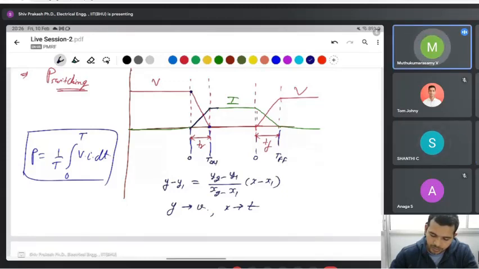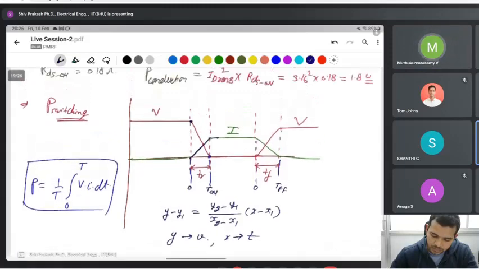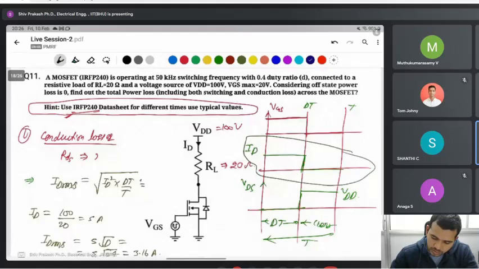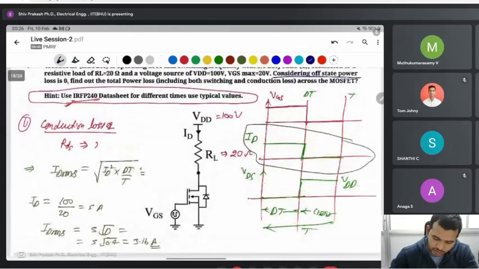But whereas in the settling time during the turn off transition, the voltage and current values are the same as the on time voltage and current values. But why are we neglecting that, sir? Is it purely because of the less time, or is there any other reason why we are neglecting the settling time power loss? The off state loss is given as 0 already in the question, and it asks about the switching and conduction losses.